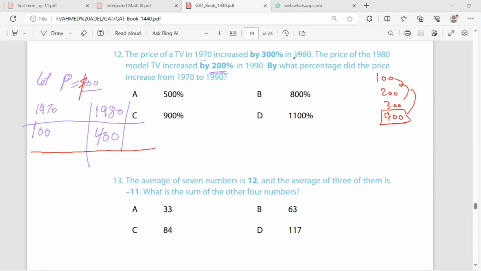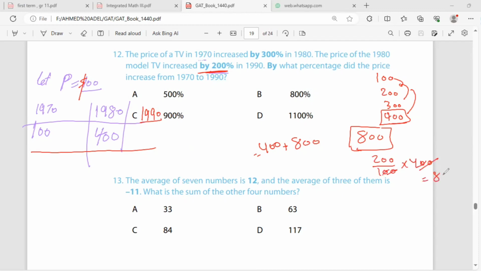$400. And in 1990, the price increased by 200%. How do we find 200% of 400? It's going to be 800. So here we find 200% of 400, which equals $800. Then 800 plus 400, so it's going to be $1,200.